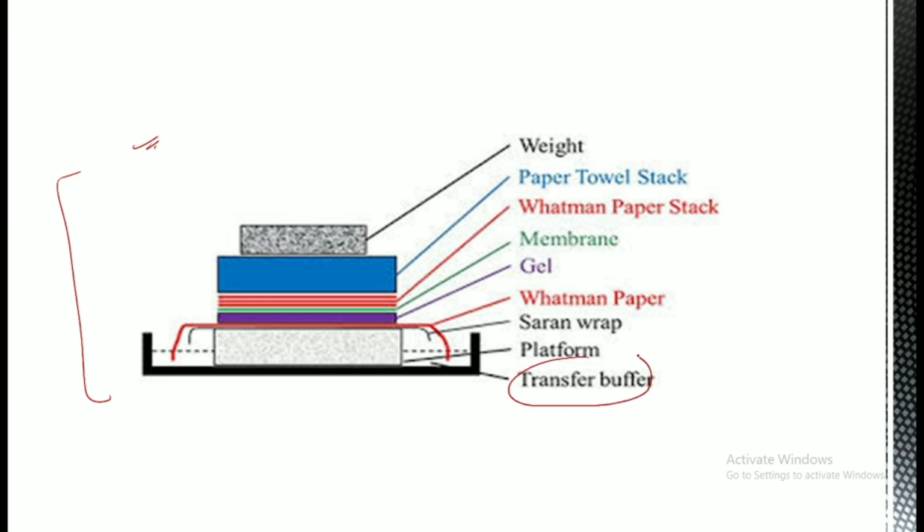At the bottom we have the transfer buffer, then we have a platform onto which our main thing would be placed. Then we have the Whatman paper, onto that we have the gel, then we have the membrane, again the Whatman paper stack, paper towel stack, and then the weight. It is like a stamp-like structure, right? When you want to apply a stamp onto a paper, what do you actually do? We press it, we give it pressure so that the impression could be there. In the same manner, this particular mechanism is done.